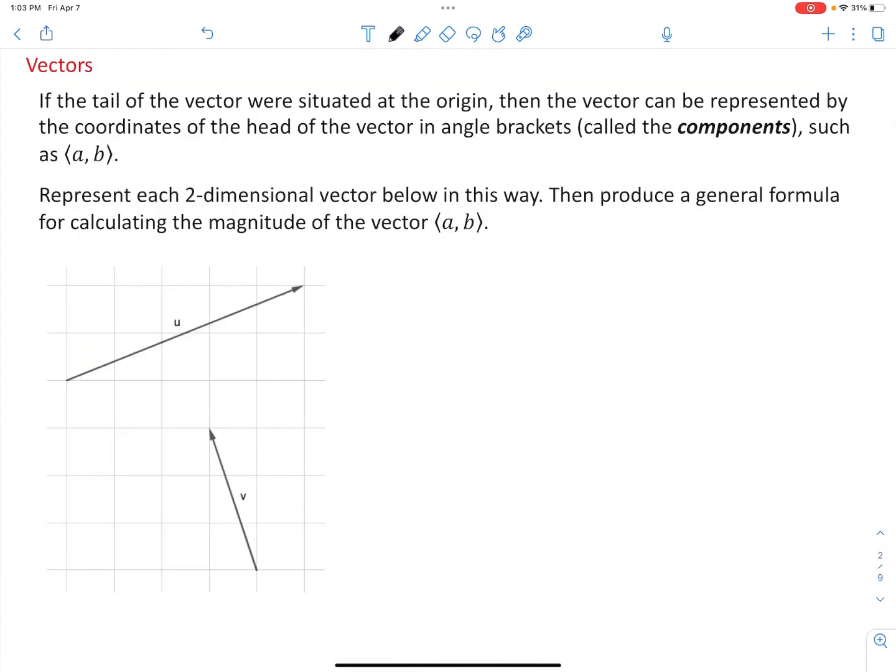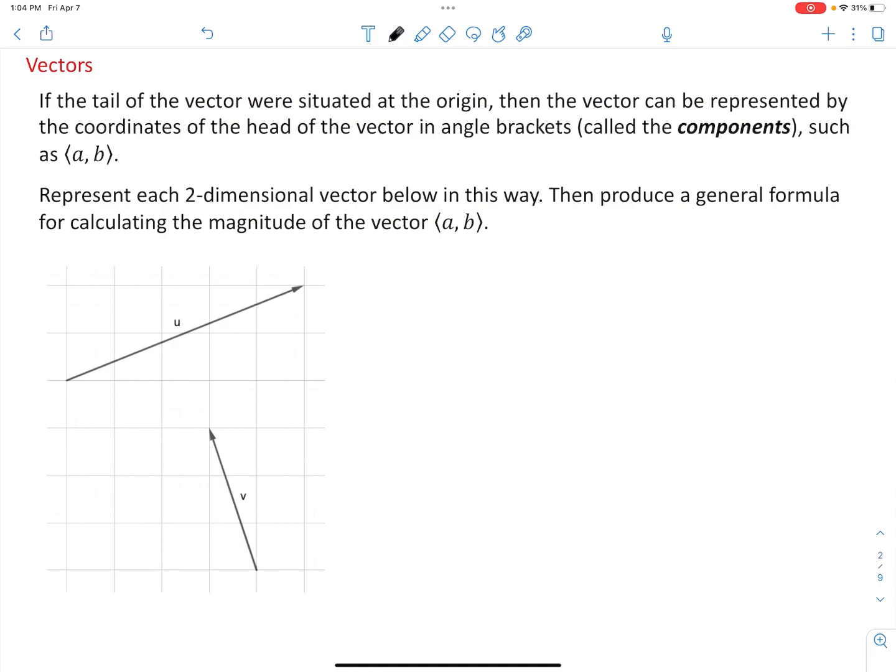If the tail of the vector were situated at the origin, then the vector can be represented by the coordinates of the head of the vector in angle brackets, called the components, such as angle bracket a comma b angle bracket. So these vectors aren't really positioned in such a way that the tail is necessarily at the origin. In fact, you want to be very flexible. If you shift this vector u to another location in the xy plane, it's still going to be the same vector, as long as it has the same length and points in the same direction.